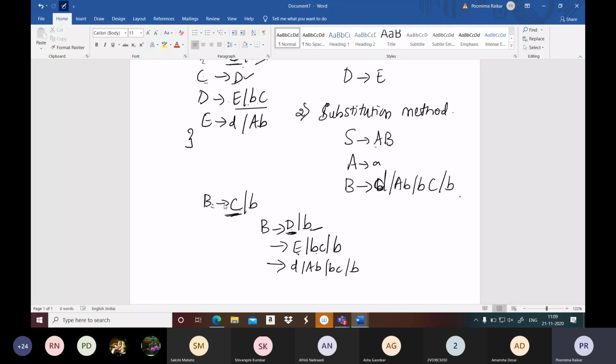So how have you removed B with C? B with C is a unit production. You have to eliminate this by using a substitution method. That is, for C, I can substitute it with D. Again, D is a unit production. D can be substituted with E with BC, because E with BC is defined for D. Again, E is a unit production. E can be substituted with DAB. So entire with B you can have this rule where I have eliminated all my unit production.